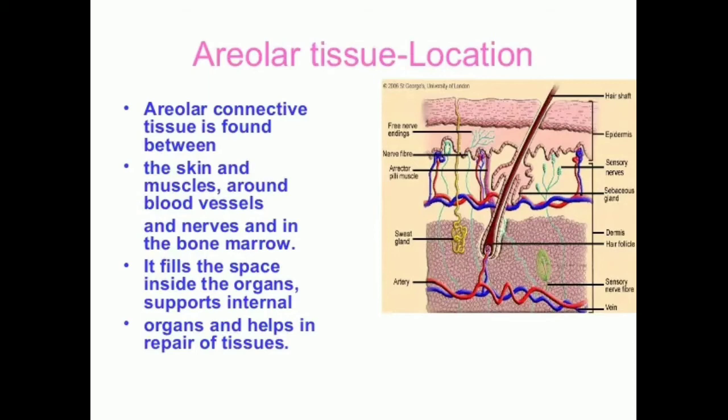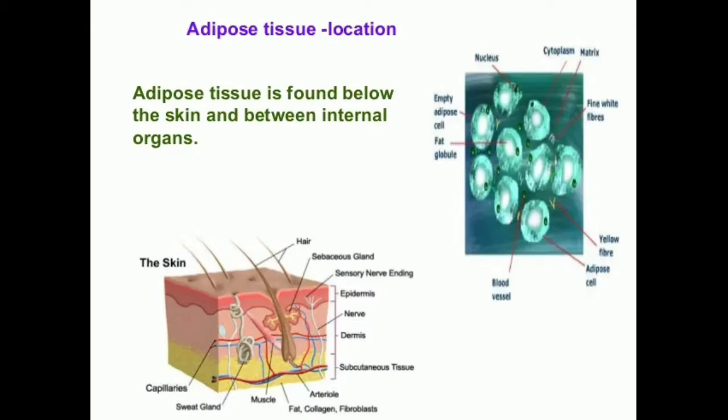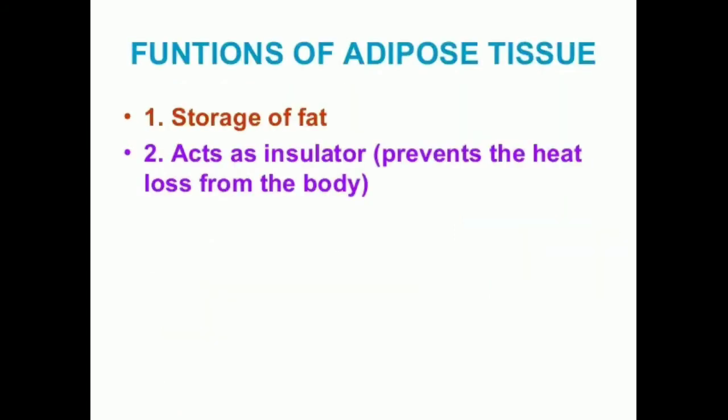The last one is adipose tissue. Adipose tissue is found below the skin in order to store our fat. Okay, so adipose tissue is found below the skin and between the internal organs too. And it contains fat and it helps to store fat.